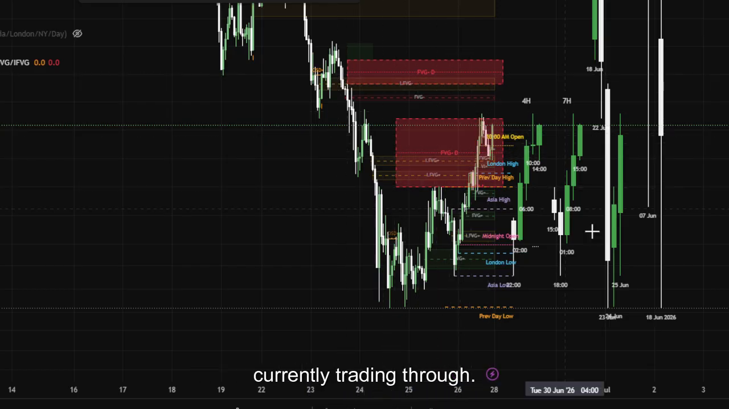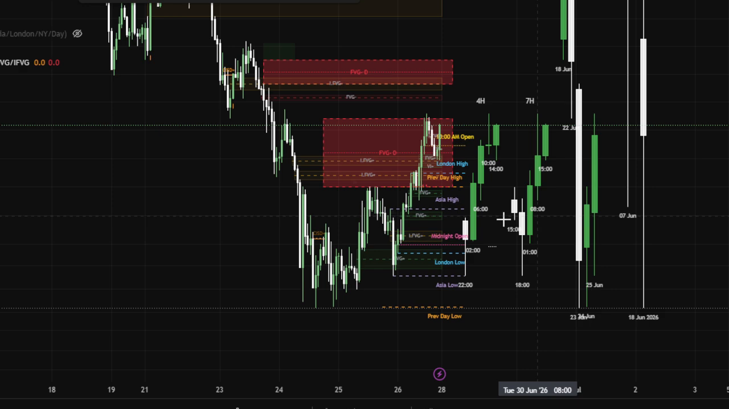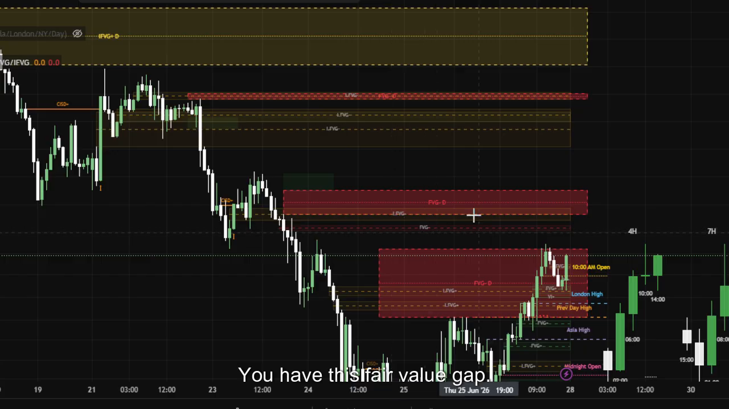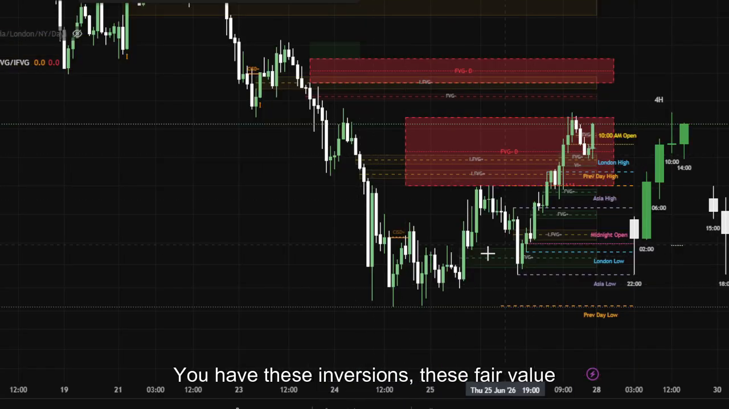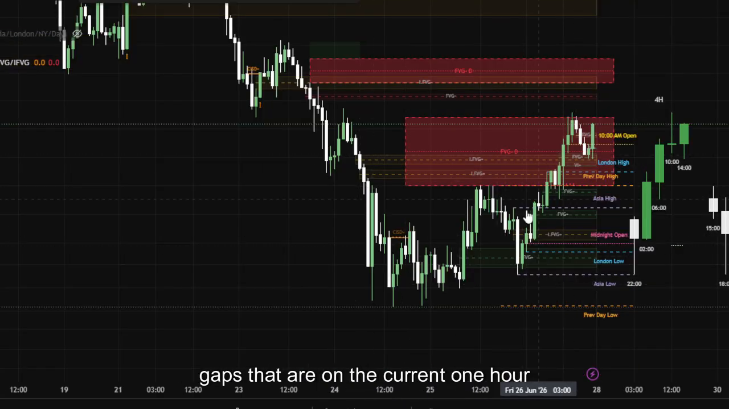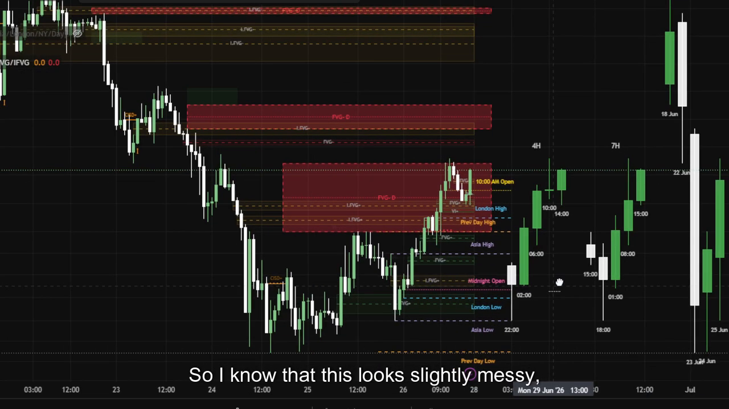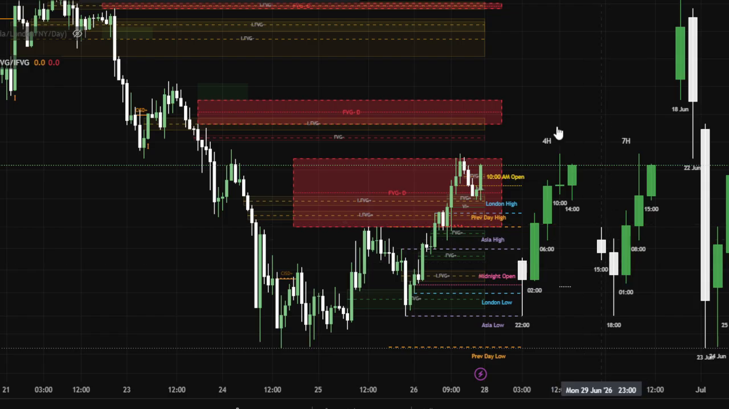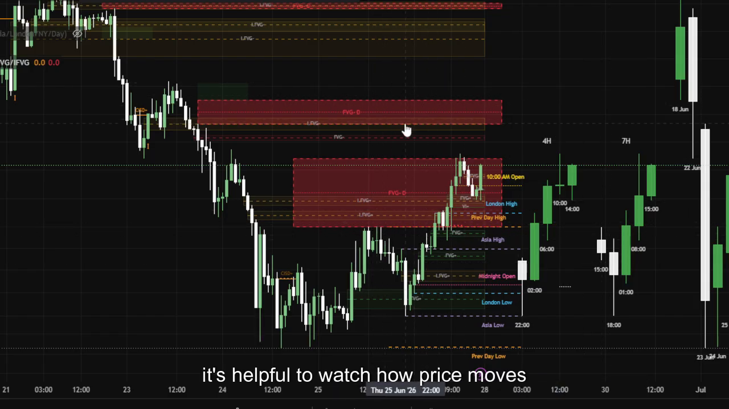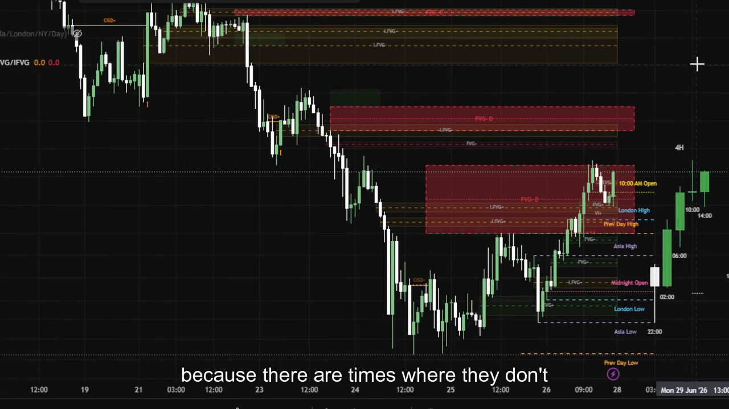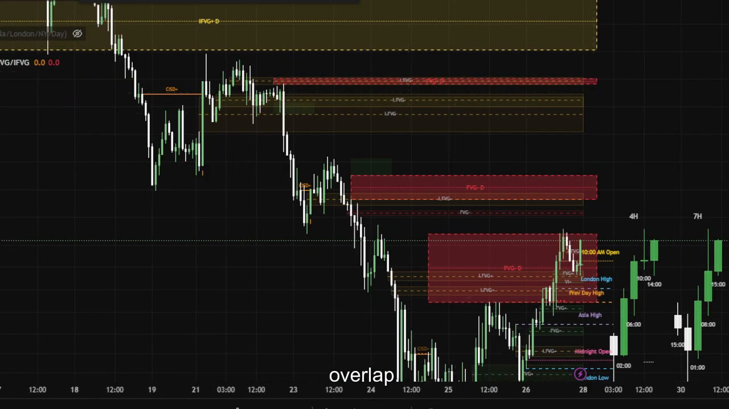You also have these inversions, you have this fair value gap, you have these inversions, these fair value gaps that are on the current 1-hour time frame. So I know that this looks slightly messy, but it's helpful to watch how price moves when we start to get into these higher time frame PD arrays, because there are times where they don't overlap.